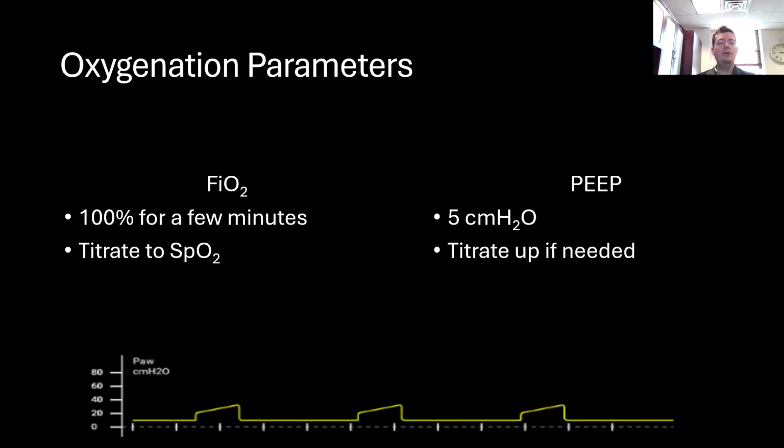Now for your PEEP, you're going to have to give at least a small amount of PEEP here to overcome the added airway resistance from your ET tube, but you shouldn't be needing a whole lot here either. For a patient who has no other pathology, only mental status, I think 5 centimeters of water is a pretty reasonable place to start with your PEEP.